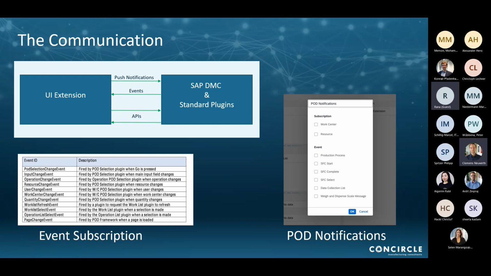SAP DMC offers a variety of APIs, and these are services that can be called from our UI extensions to do actions. So in this case, we called an API to get the work list, to get the links and so on, the information, the description, and the steps. But we can also send, we can do a post for starting an SFC or for doing a complete SFC, for example.